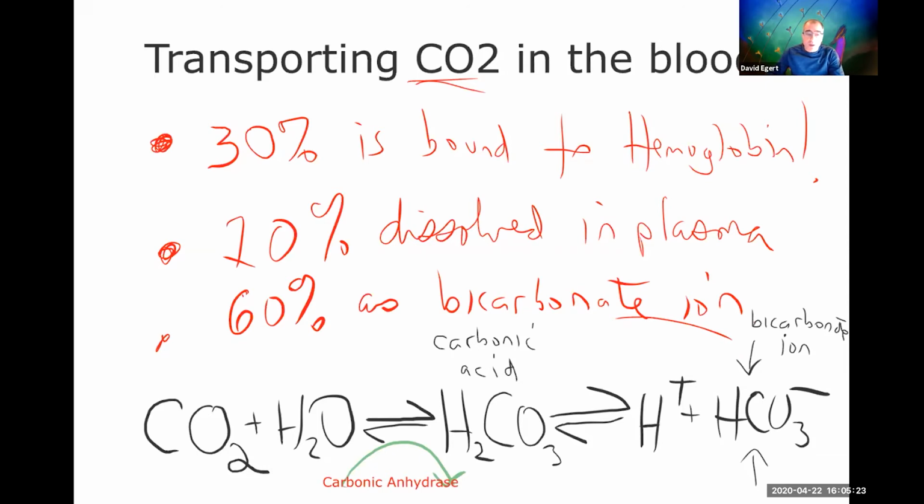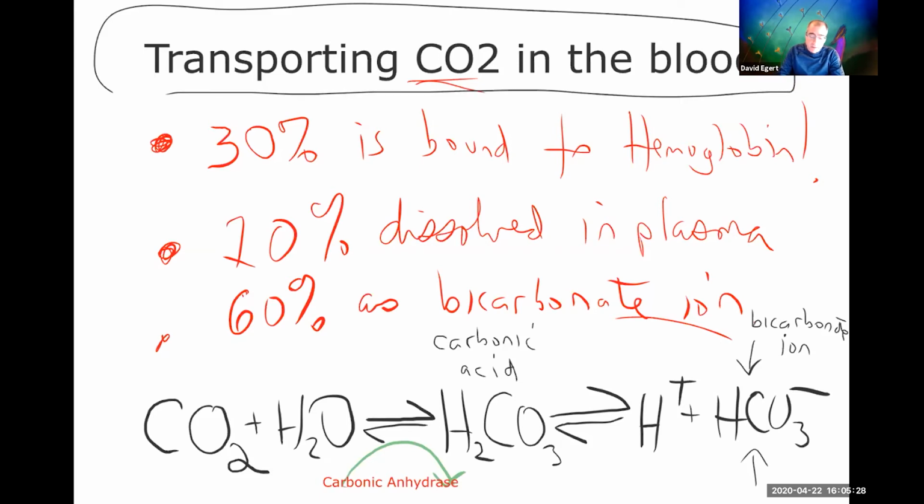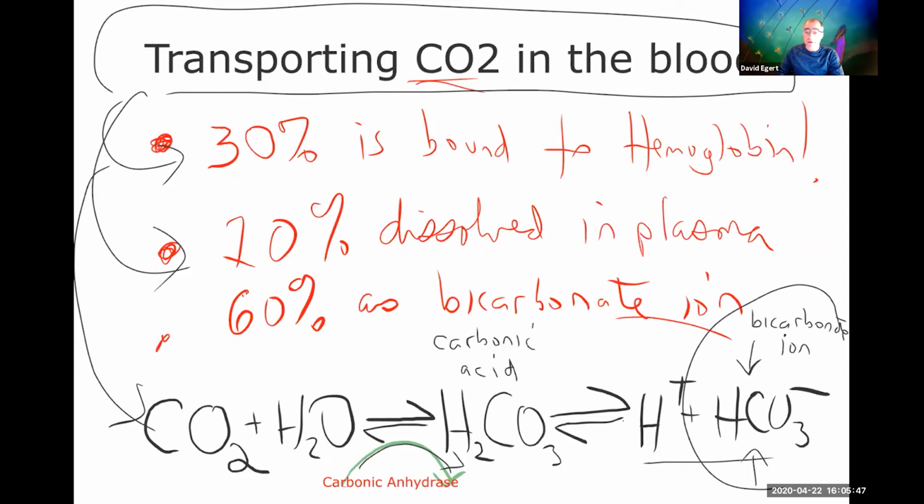So when you have carbon dioxide in the blood, some of it's bound to the hemoglobin, some just dissolves in the plasma, in the water. But the majority of it gets converted into carbonic acid, which then dissociates into this. So we have these bicarbonate ions floating around. One thing to notice here is the more CO2 you've got, the more acidic things become.